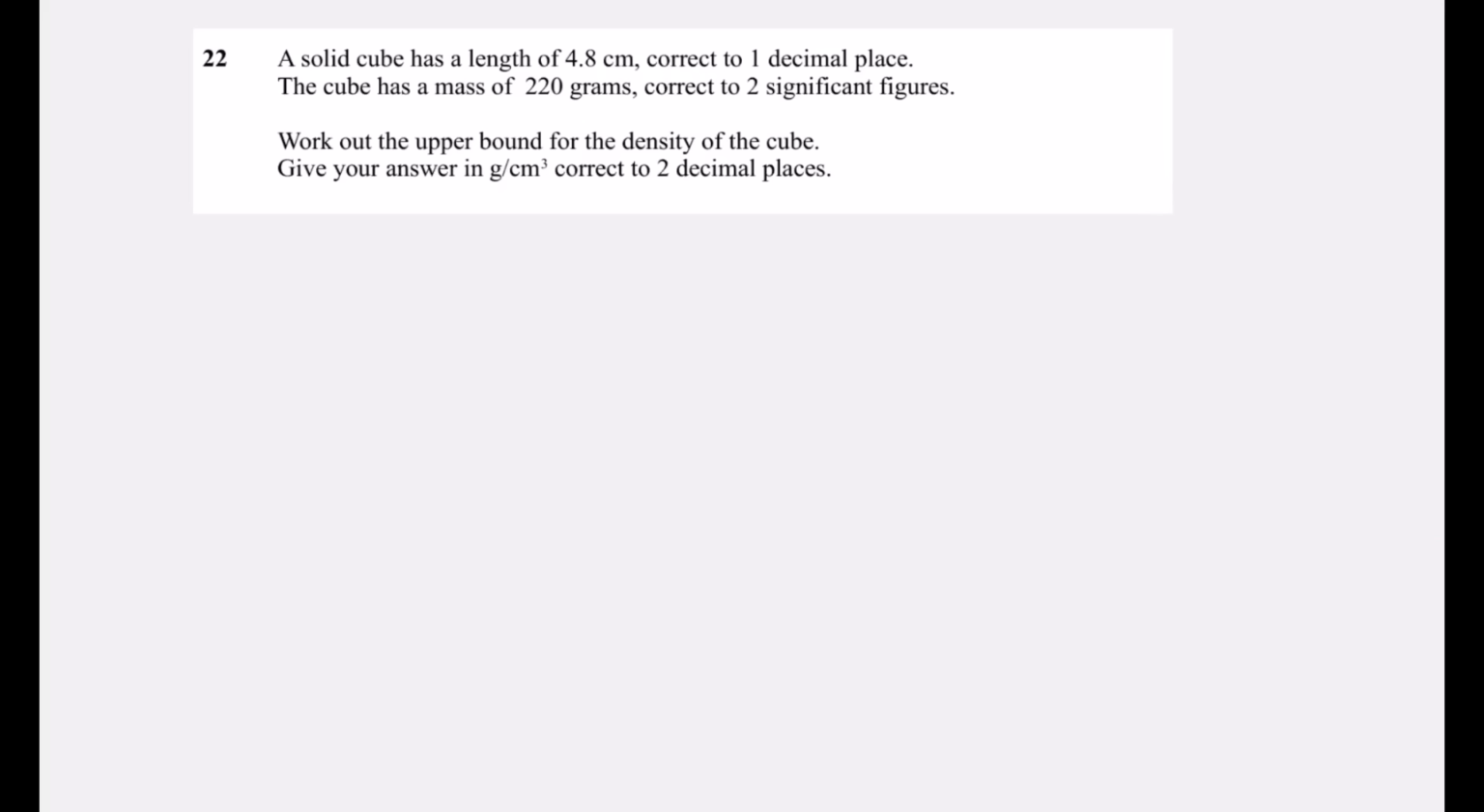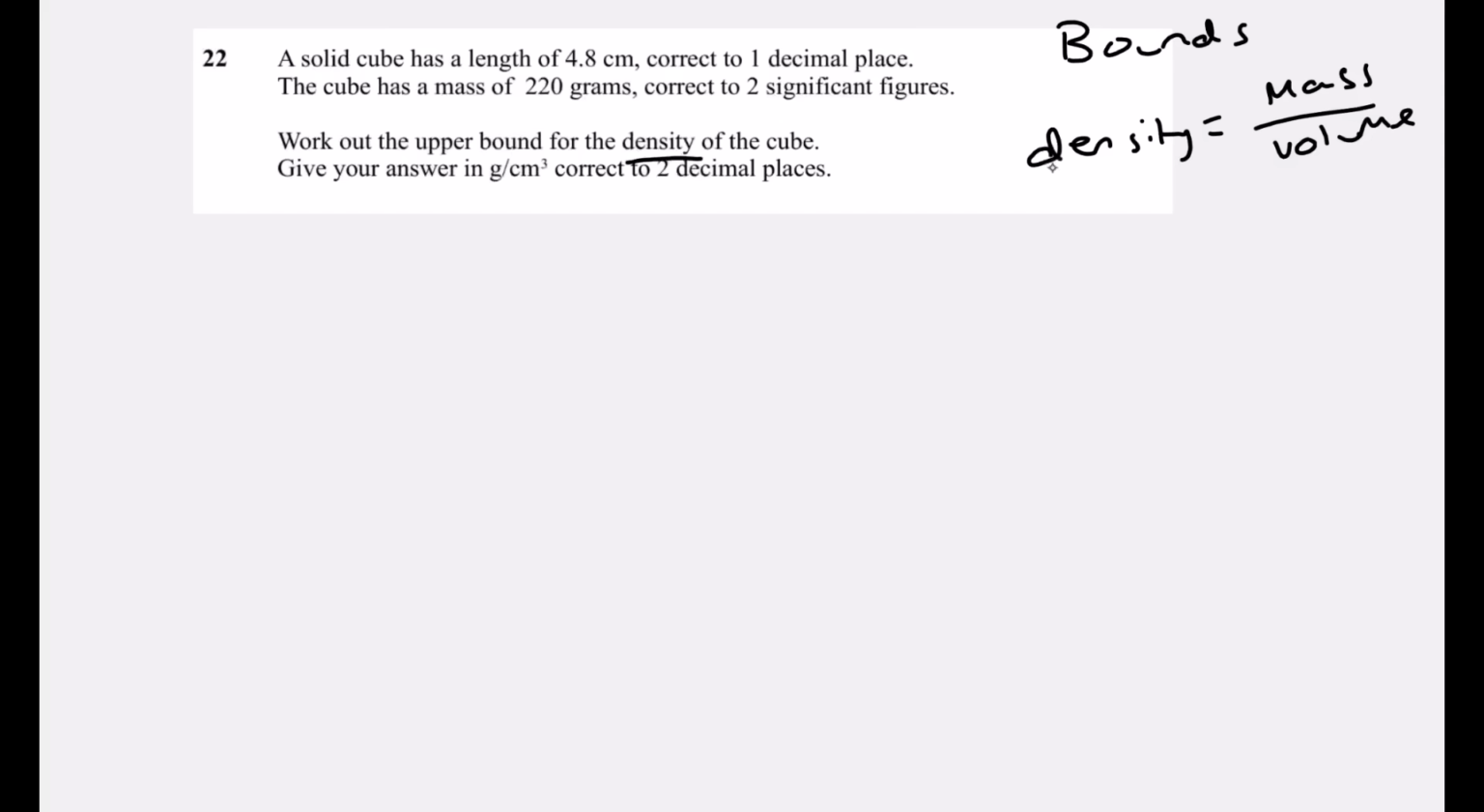Question 22. A solid cube has a length of 4.8 centimeters, correct to 1 decimal place. The cube has mass of 220 grams to 2 significant figures. Work out the upper bound for the density. So it's a bounds question. And we're working out density. So density is the mass over the volume. We want the upper bound for density.